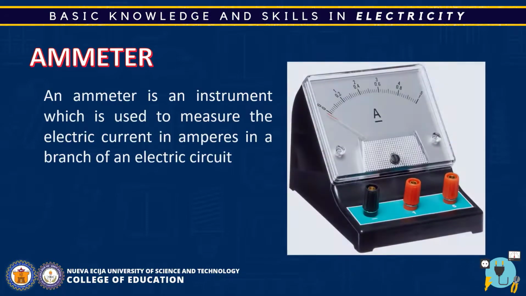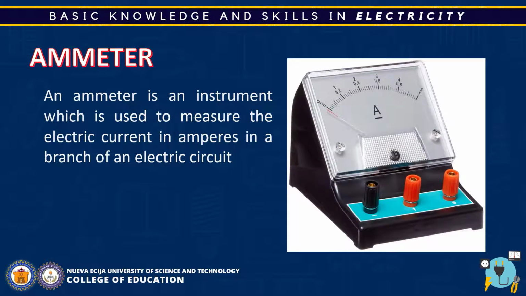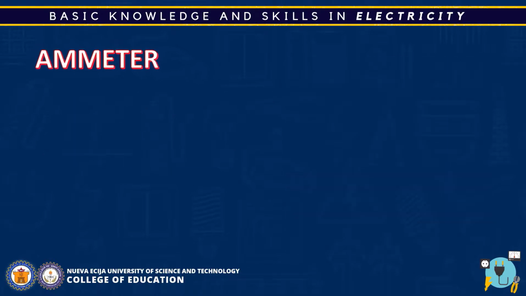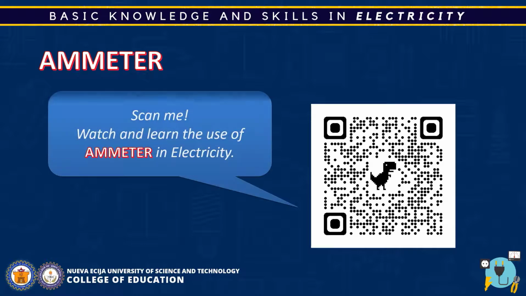Ammeter. In order to measure the current, it must flow through the ammeter. So the ammeter must be placed in series with the measured branch, and it must have low resistance so that alteration of the current being measured can be avoided. The ammeter is connected in series to the device which is to be measured because objects in series have the same current. Scan the quick response code to learn more on how ammeter works and is used in electricity.